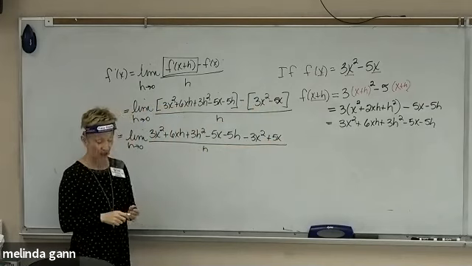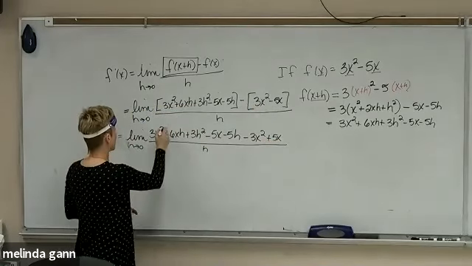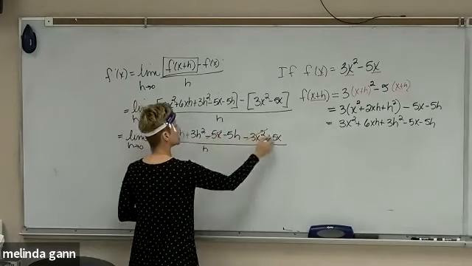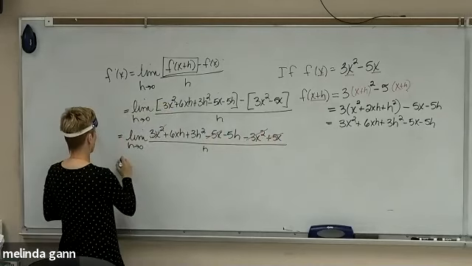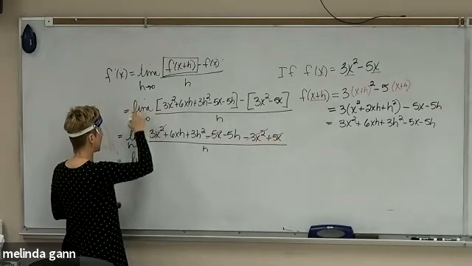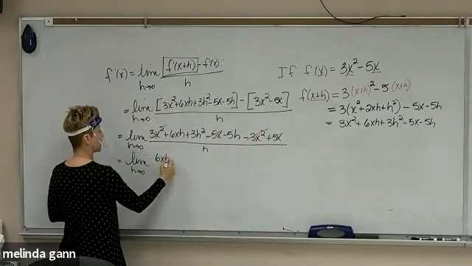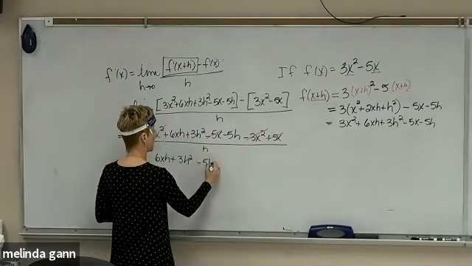Now, does any of that clean up? Does anything go out? Yes. What goes out? Right, the 3x squareds go out. Anything else? 5x's. All right, so let's see what that leaves us. Got the limit. See, I can't lose my limit. We don't have any magic. So I've got a 6xh. I've got a 3h squared, and I've still got that minus 5h.